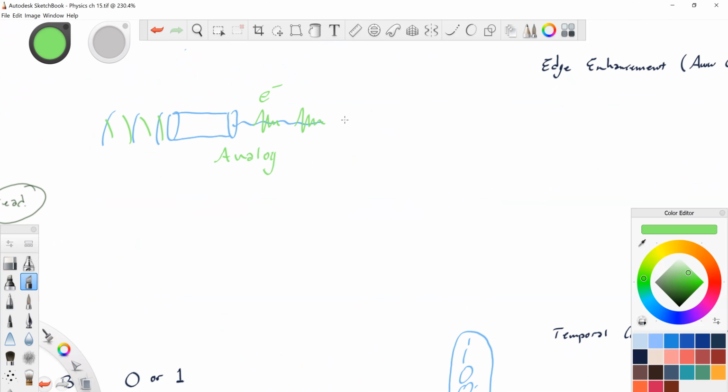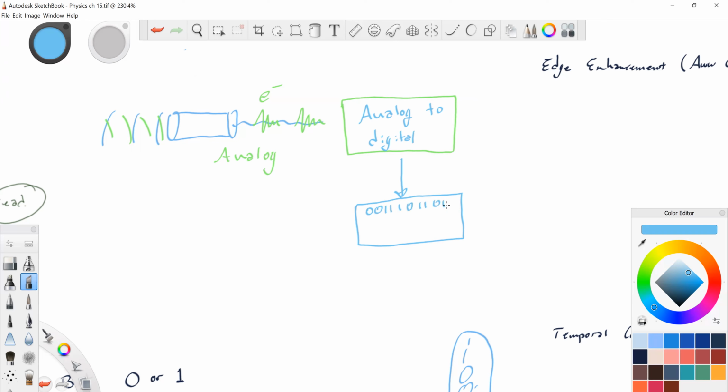But then it goes to a fun little thing called an analog to digital converter. In the case of our modern equipment, then it creates these little zeros and ones, creates a digital memory.